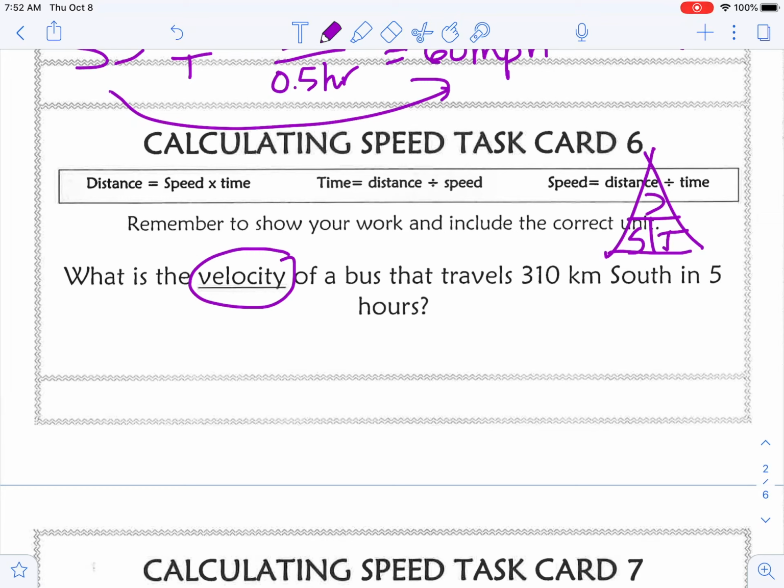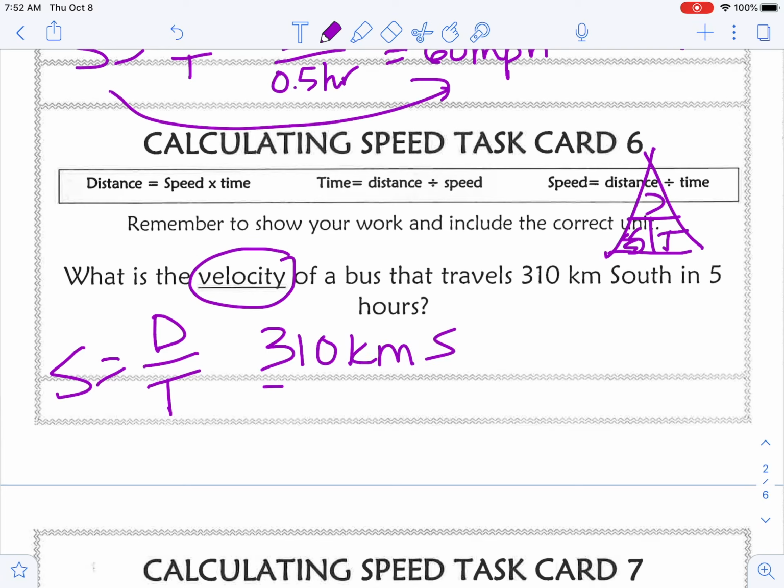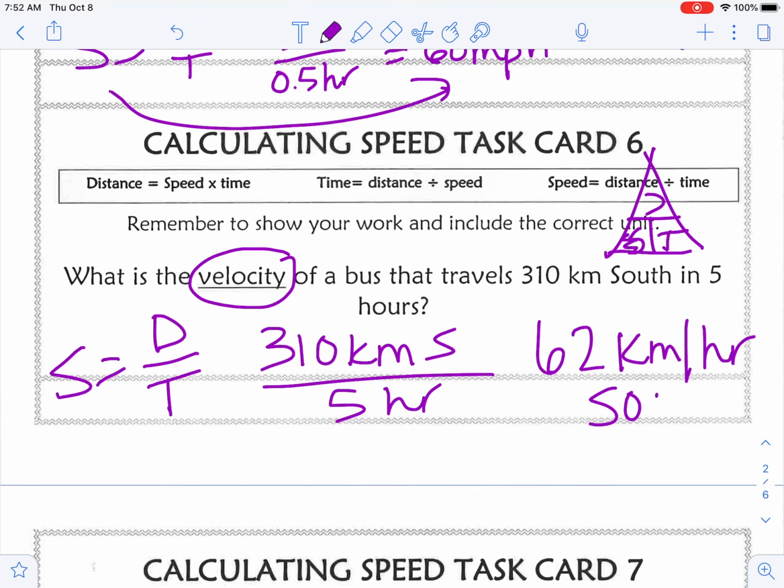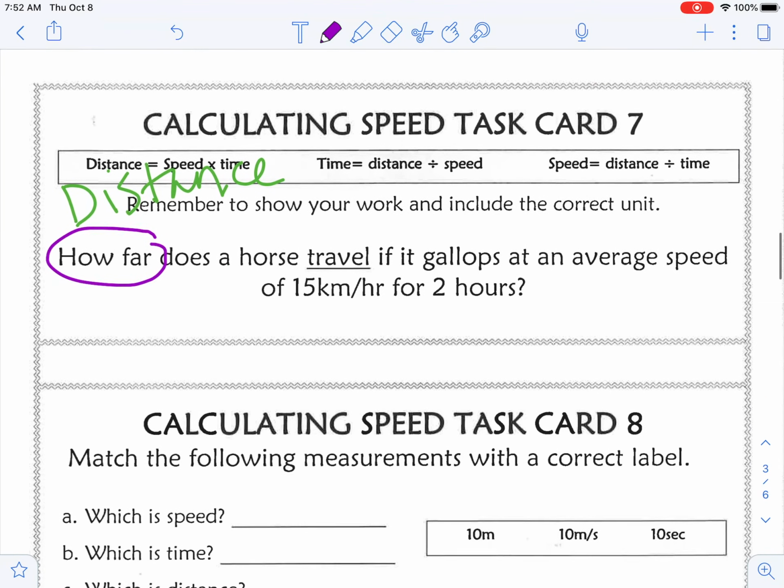Distance, speed, time. Okay, so we're going to find the speed. So speed equals distance divided by time. So the distance is 310 kilometers south, and the time is 5 hours. 310 divided by 5 is 62. 62 what? Kilometers per hour. In which direction, since we are doing velocity? 62 kilometers per hour south.